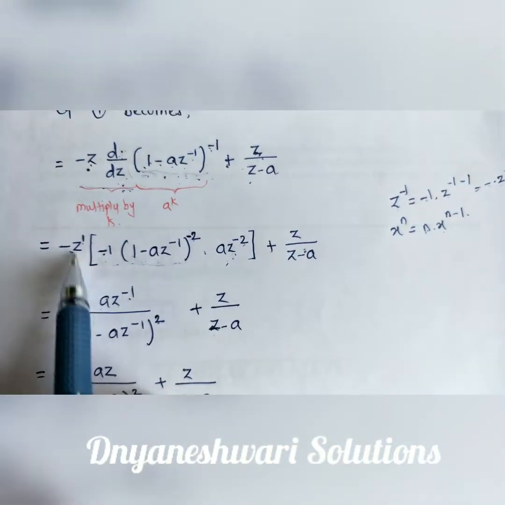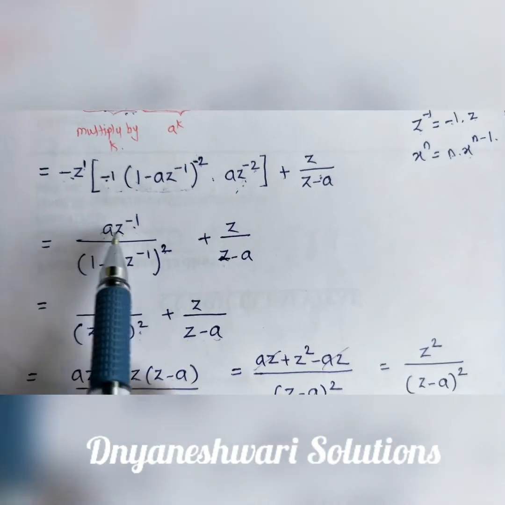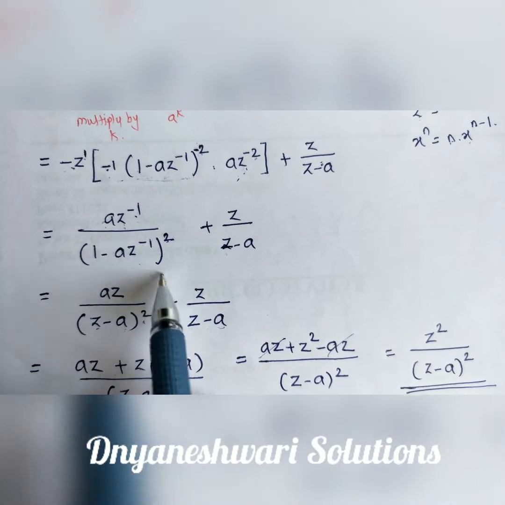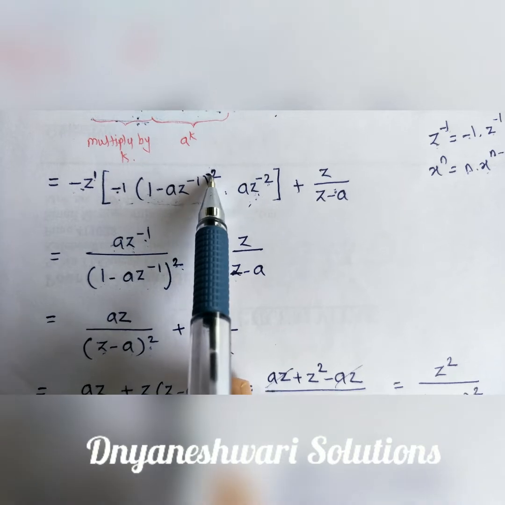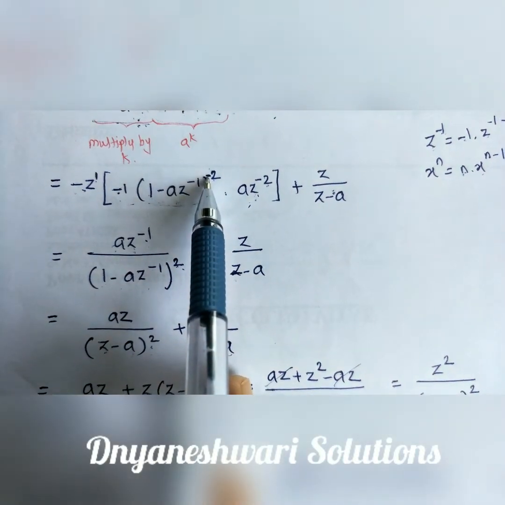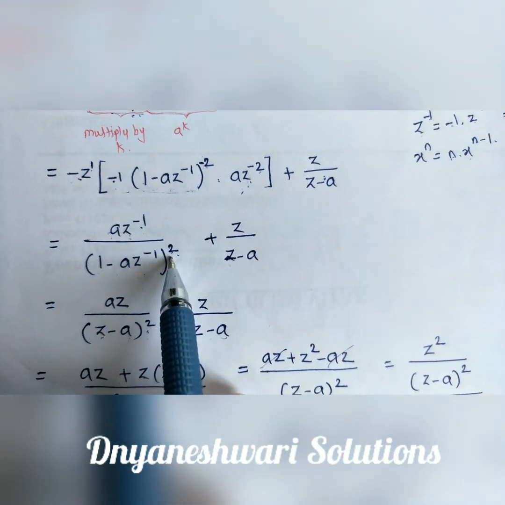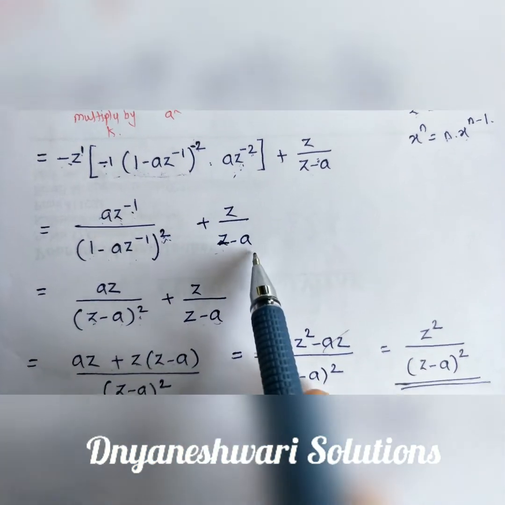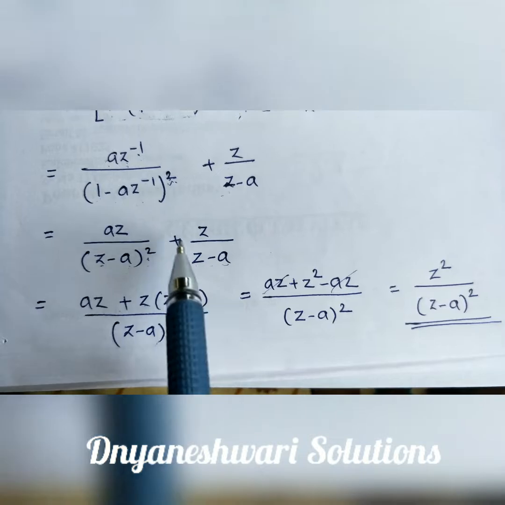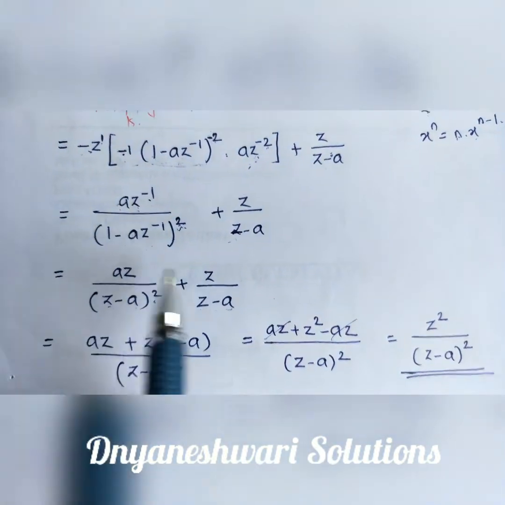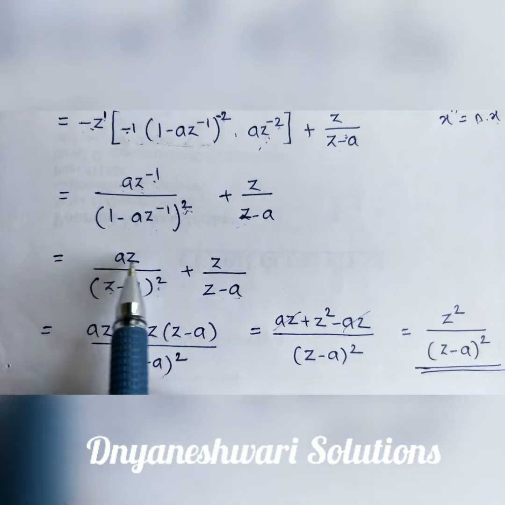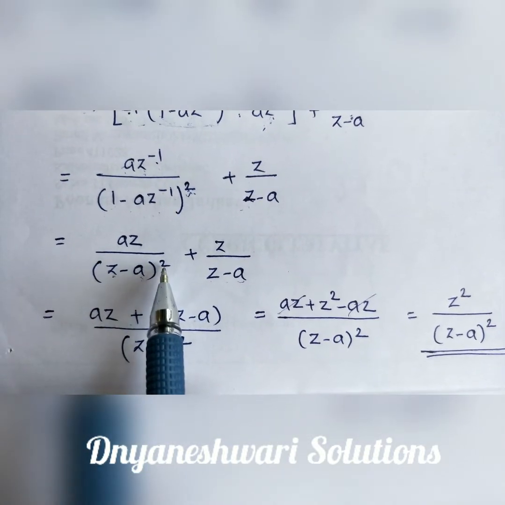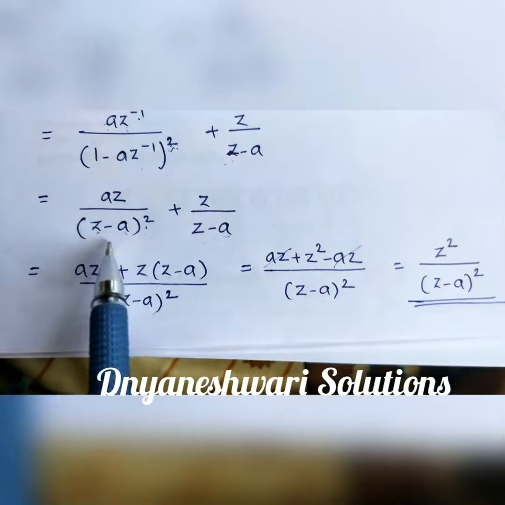So simplify this, we will get a z raised to minus 1 upon (1 minus a z raised to minus 1) whole raised to 2. This term is in the numerator. If we take it to the denominator, then the power becomes plus, and this term is z upon z minus a. So further simplify this, we will get a z upon (z minus a) whole raised to 2. Take base common.